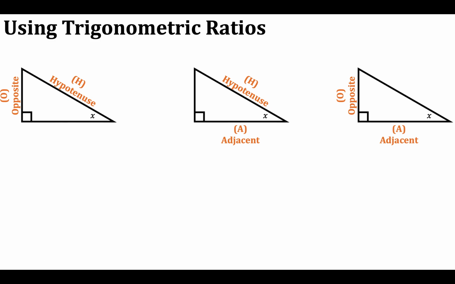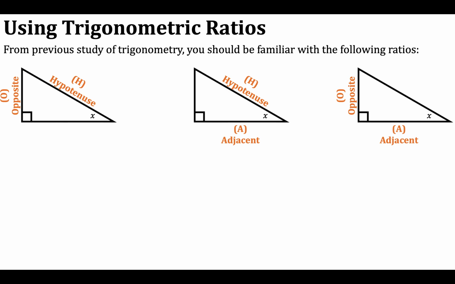Okay, so for the first triangle shown there, we have the ratio sine x equals opposite over hypotenuse. For the second triangle, the cosine of the angle is equal to the adjacent over the hypotenuse. And for the third one, the tangent of the angle is equal to the opposite over the adjacent.